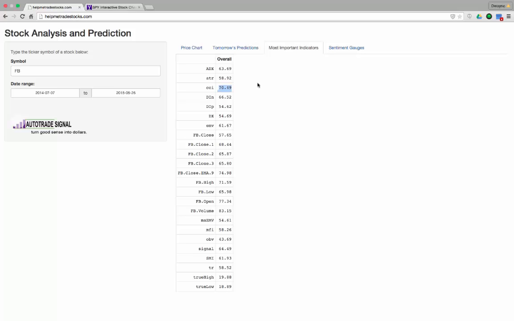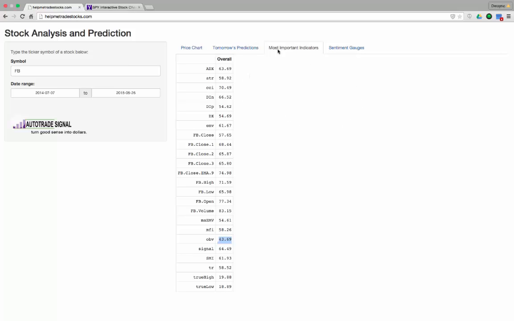So if you were going to use a combination of price, volume, and the CCI for trading Facebook, that would be a pretty good trading strategy, because it's a lot more important than things like the true range or the SMI. Certainly a lot more important than on balance volume.